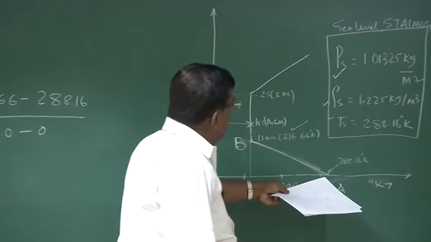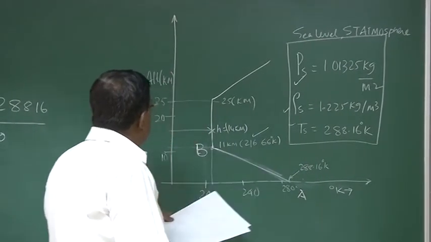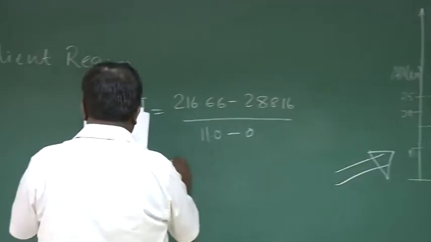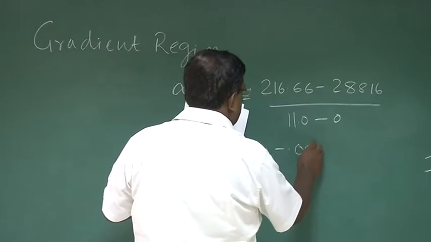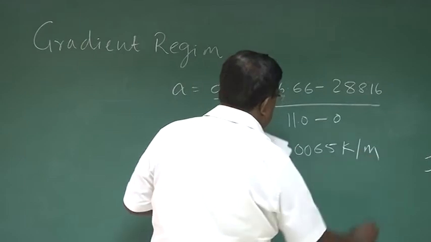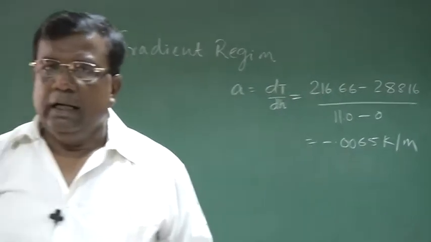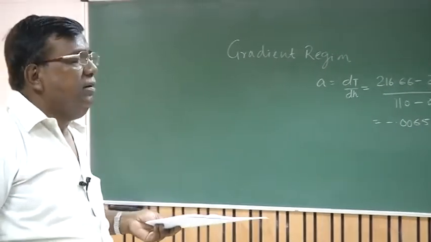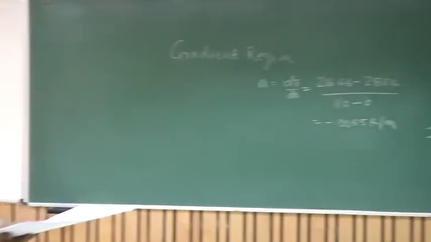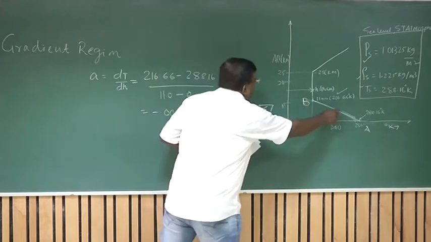This is the standard condition, 288.16. This minus this, and height is 0 and 11 kilometer. So this I get as minus 0.0065 Kelvin per meter, which is, you know that, the lapse rate. It's nothing we are calculating, because it is the way we have plotted this altitude and temperature variation through experimental data.